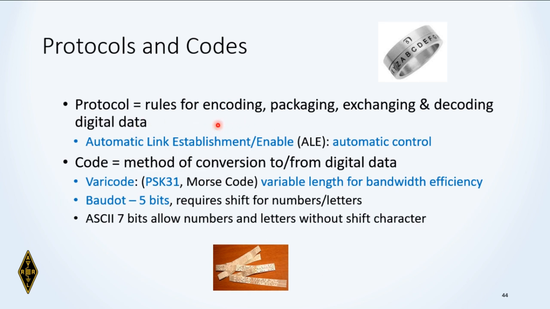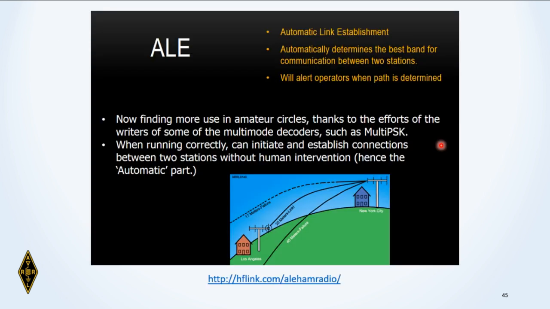So a protocol is rules for encoding, packaging, and exchanging and decoding digital data. And there is a pool question that talks about automatic link establishment, or ALE. The pool question says, if you've got an automatic link establishment, what kind of control is that? Automatic control. But I wasn't satisfied with that, because when I first got into this, I didn't really understand what ALE was. So I thought, well, I want to learn what that's about. So I went out on the internet and looked, and it is a real thing.